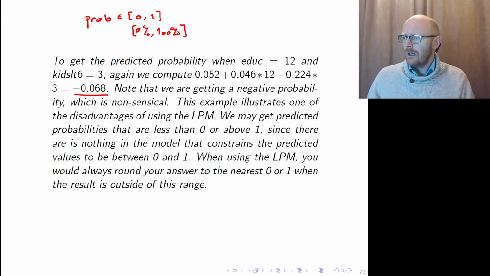And this is one of the downsides of using this model. It might give you a probability lower than 0 and a probability above 1.